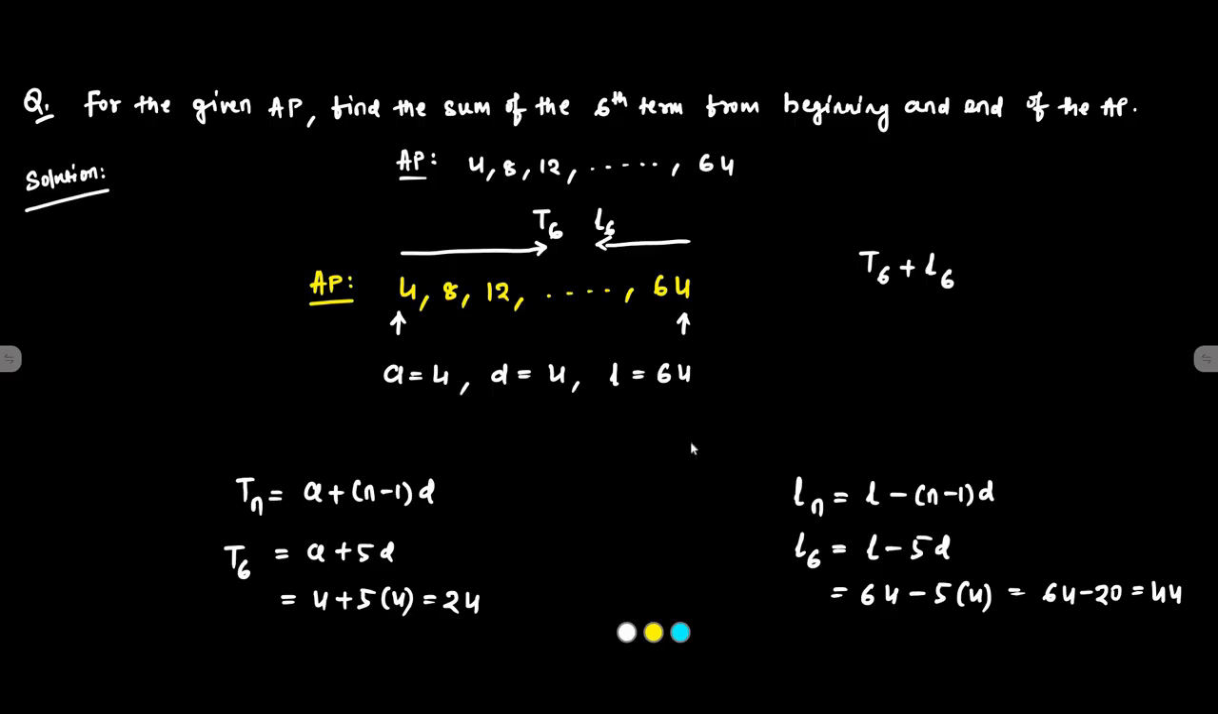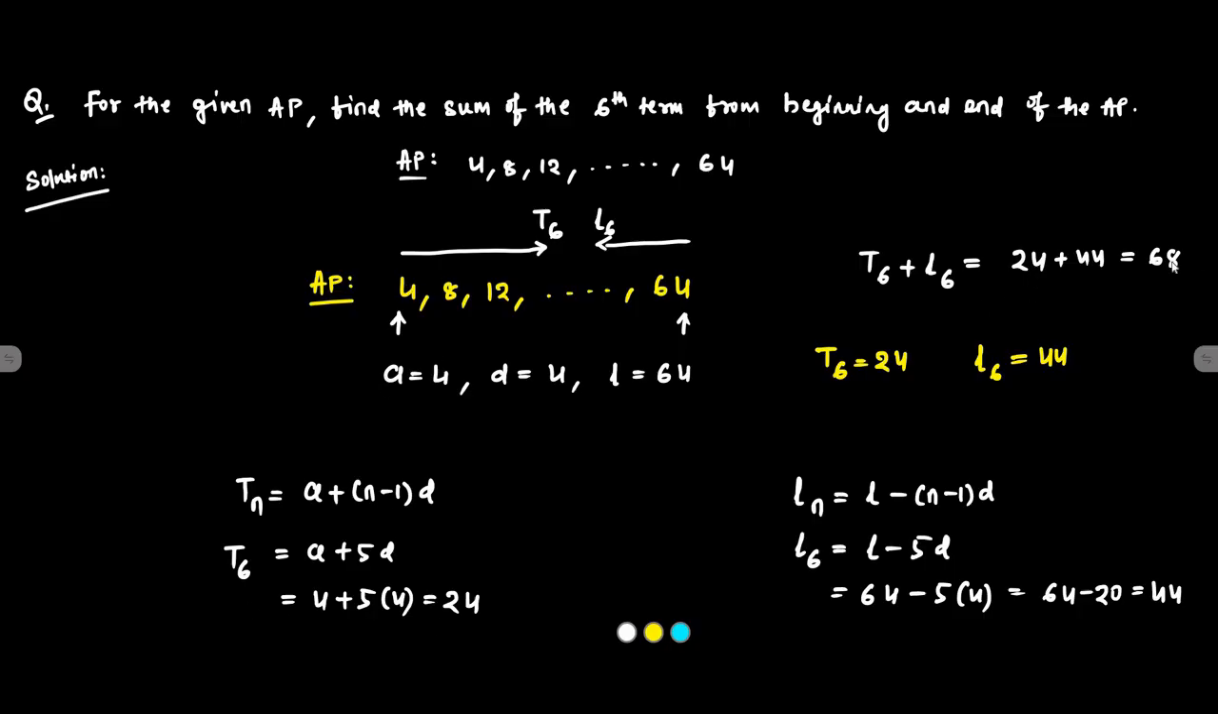So we have the sixth term from the beginning equal to 24, and the sixth term from the end equal to 44. The sum of these two is 24 plus 44, which is equal to how much? 68. Okay, 68. So here is an interesting thing.